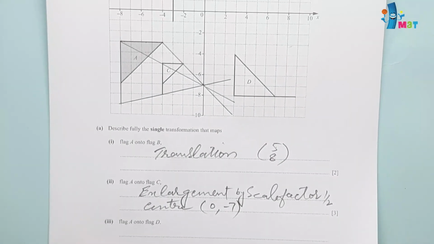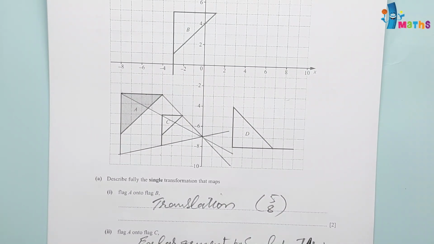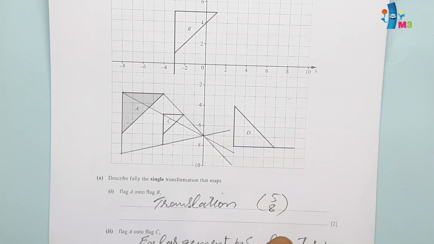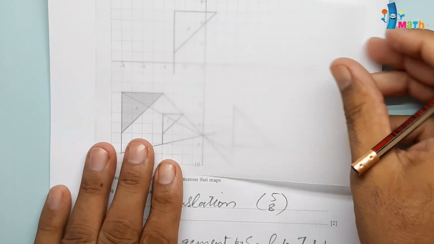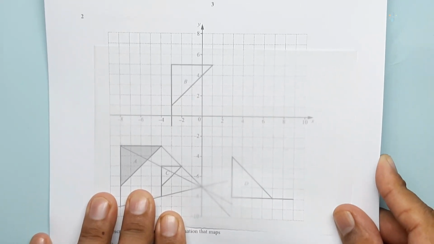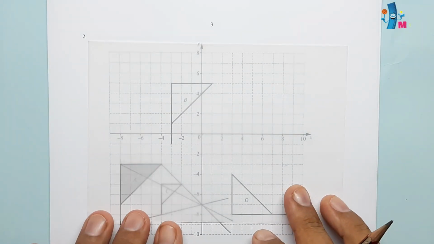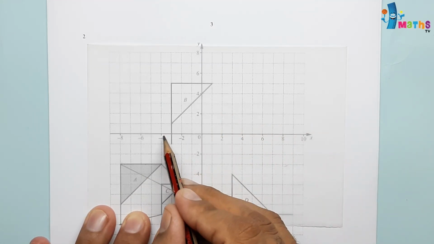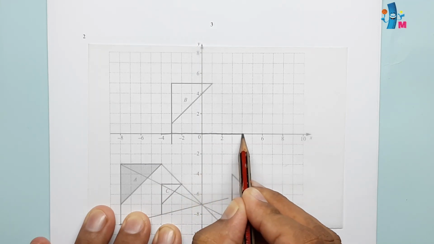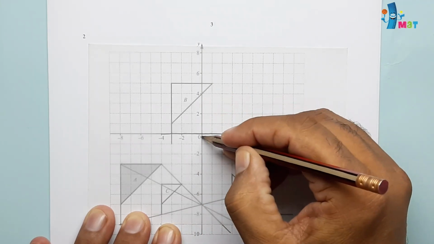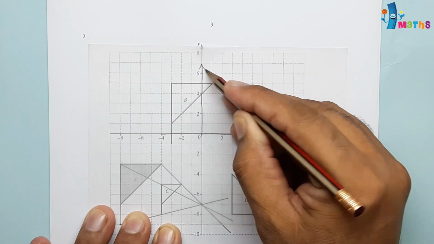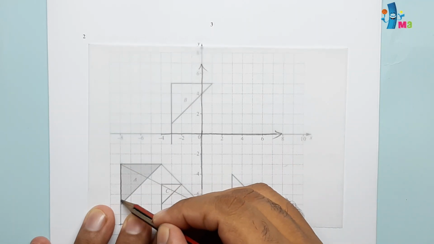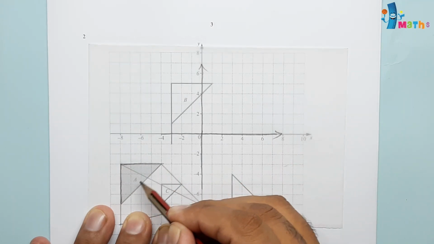So we will check flag A onto flag D. For this part, we will use the tracing paper, and I will move it. So flag A onto flag D, we can just rough sketch the coordinate axis first. So this is x-axis and now this is y-axis. So we have drawn both x and y-axis, plus we will be drawing the flag A, which is this one.